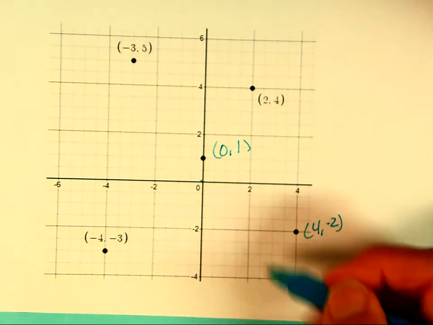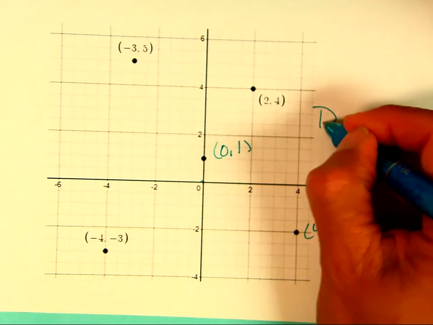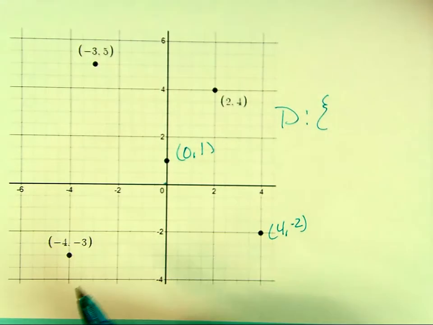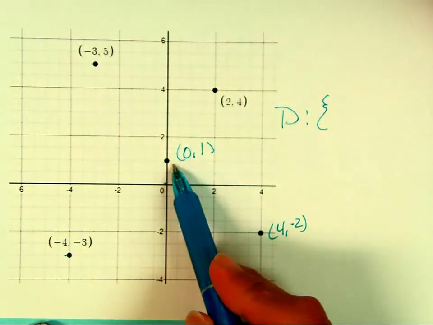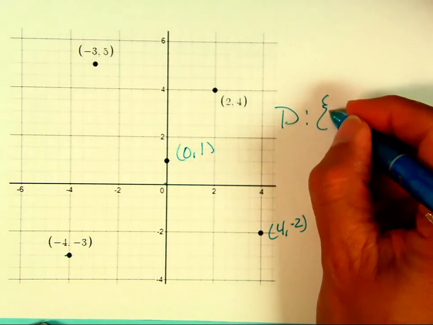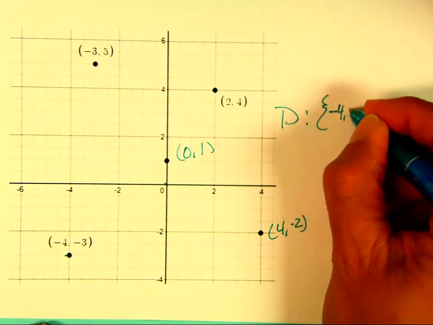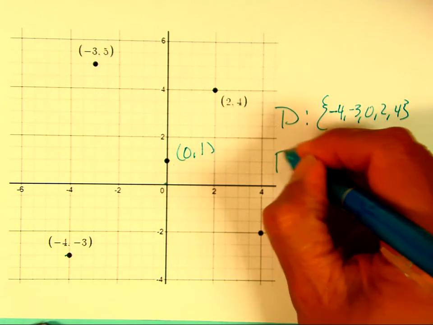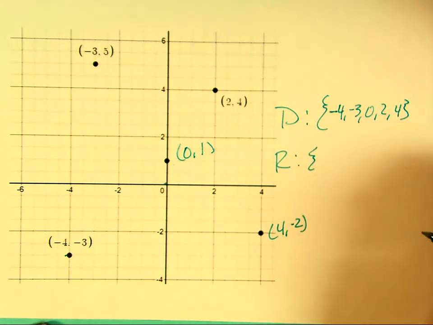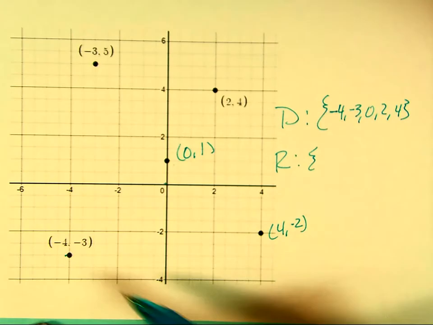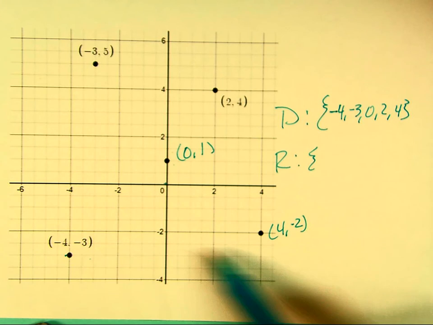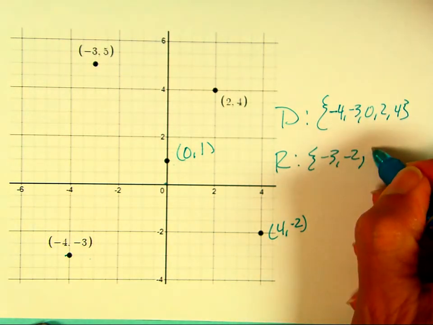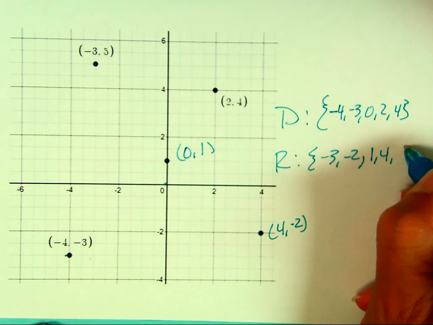Once I have all those points, then I can find my domain by just looking at the x-coordinates. So I have negative 4, negative 3, 0, 2, and 4. That would be my domain. My range would be going up and down, and I'm looking at the y-coordinates. So I see it's negative 3, negative 2, 1, 4, and 5 going up.